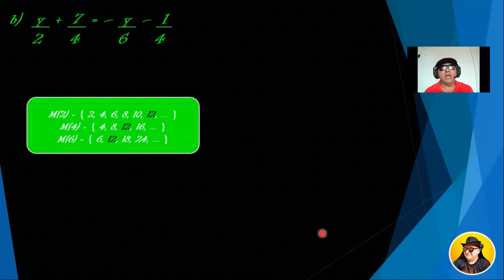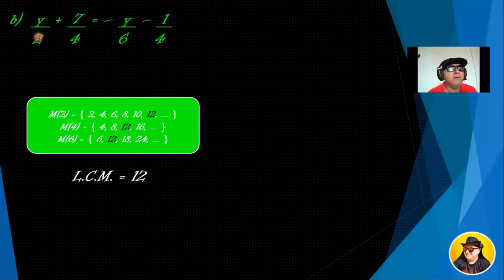We are going to calculate the LCM. The multiples of 2 are 2, 4, 6, 8, 10, 12, and so on. The multiples of 4 are 4, 8, 12, 16, and so on too. And the multiples of 6 are 6, 12, 18, 24, and so on. So easily we can see that the least common multiple is 12. So the LCM is 12.